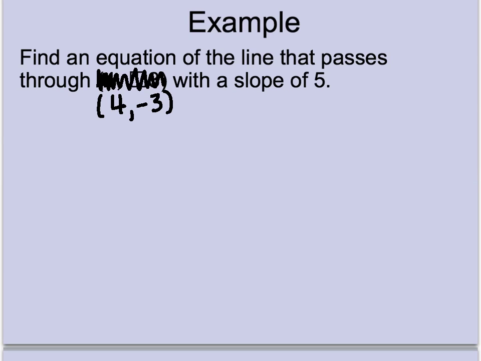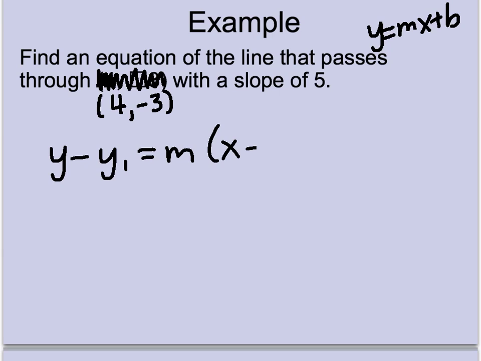Okay, in this next example we have to write an equation of a line that passes through the point (4, -3) and has a slope of 5. And I'm going to write this equation in slope-intercept form. And in order to get to slope-intercept form, I'm actually going to use point-slope form. In point-slope form, I have to replace 3 things. I'm going to be replacing y1, I'm going to be replacing m, and I'm going to be replacing x1.